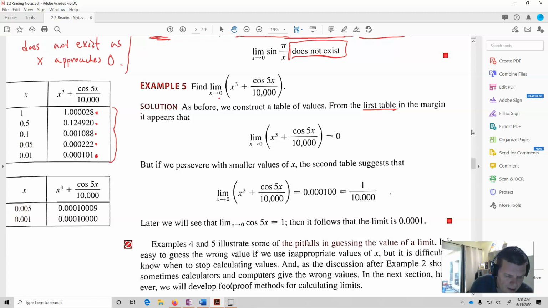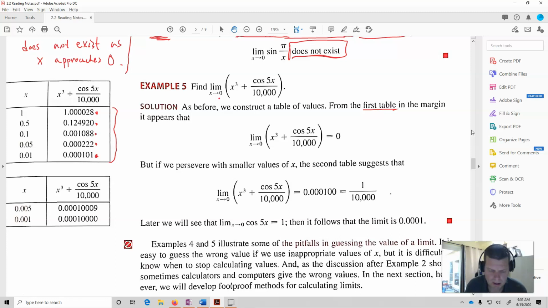I'm like, oh, okay, 0.01. That's 0.000101. That's what I get when I put in 0.01. All right, looks like it's approaching 0. But if we persevere, whatever.